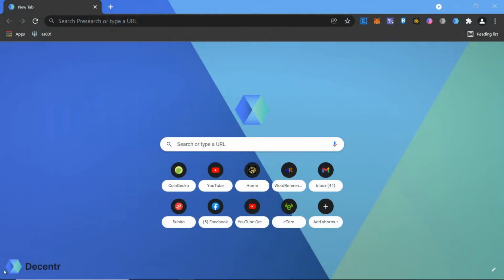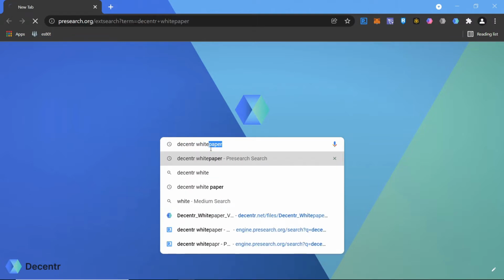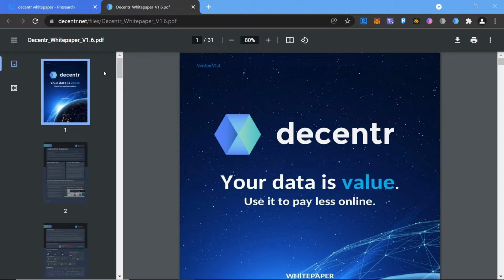So what you see here is Decentr, a new type of browser which fully supports Web 3.0. And you should be interested in this if you care a lot about privacy and/or if you want to make some money. So to see the project, we should always go to the white paper of the project itself. This is a must for every project which is based on cryptocurrencies and blockchain in general.